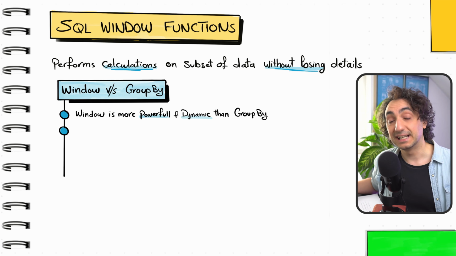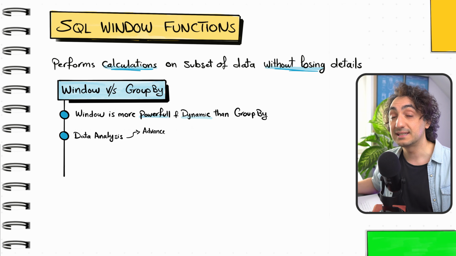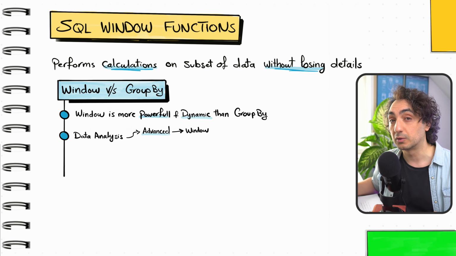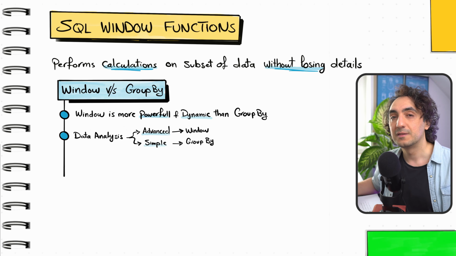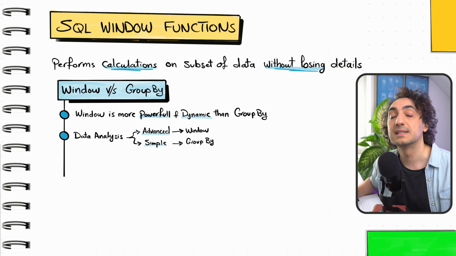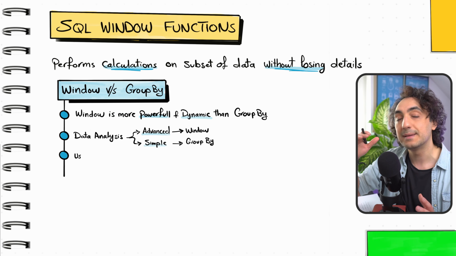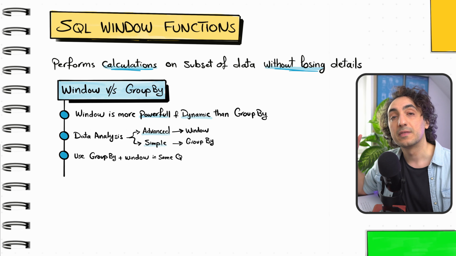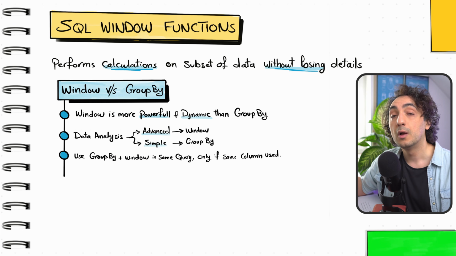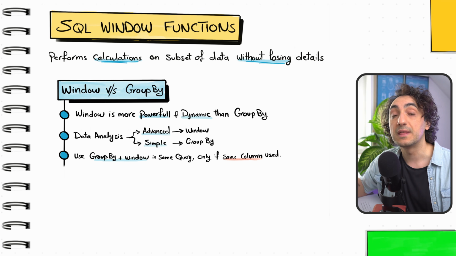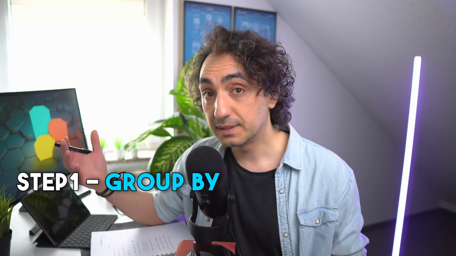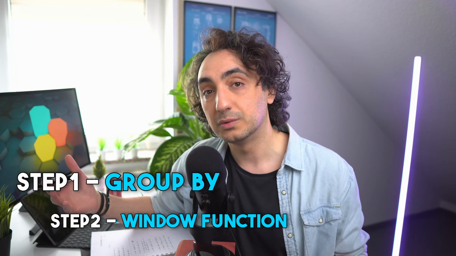But if you are doing data analysis and you have an advanced use case, then you have to use window functions. They are more suitable for complex and advanced data analysis. On the other hand, if you have a simple question, simple data analysis, then you can use the aggregate functions using the group by. And of course you can use them in the same query, in the same select. You can mix the group by together with the window function with only one rule: you have to use the same columns. And of course the first step is to do the group by, and then later you do the window function in the same query.